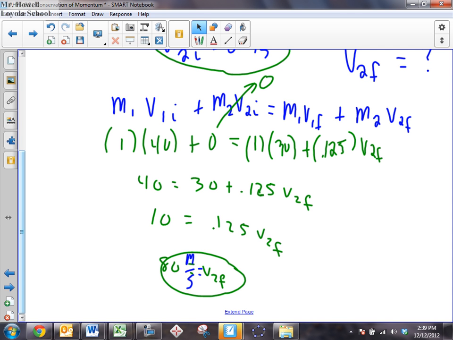So here's what I'm thinking right away. At first, it might seem like it doesn't make sense, even though we'll explain why. The hockey stick lost 10 in its velocity, 40 to 30, right? But the puck gained 80. A loss of 10 and a gain of 80. How does that make sense? What's the reasoning for this?